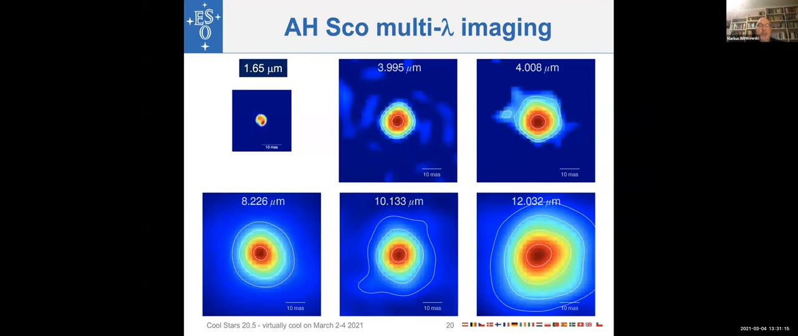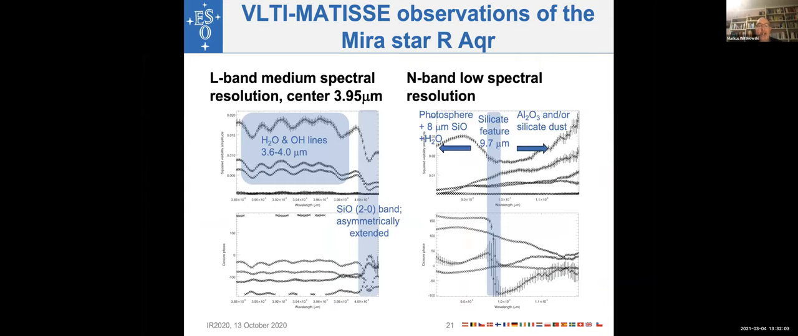And if we put this together, we see this Pioneer image on the upper left, which we believe is a photospheric layer. And then you see that already at 3.9, on the same scale, the star is already larger, probably due to these extended water layers. And then we see the silicate feature even larger, and then the dust shell in the bottom images. So this is hopefully a way to trace the mass loss from the photosphere out to the molecular layers and into the dust. It's all work in progress at the moment, so I hope to show you more at one of the next meetings. And just to show again for Mira stars, this is our quarry, it looks very similar. So it's again the same phenomenon: observationally, red supergiants and Miras look very similar.